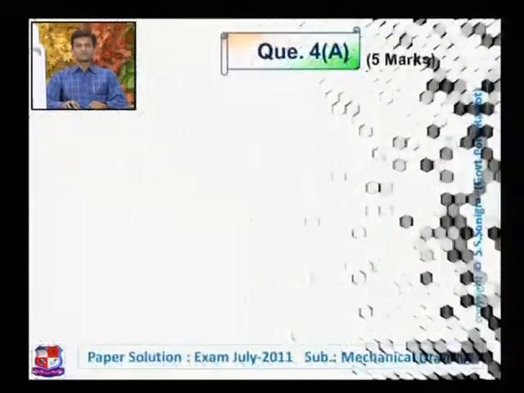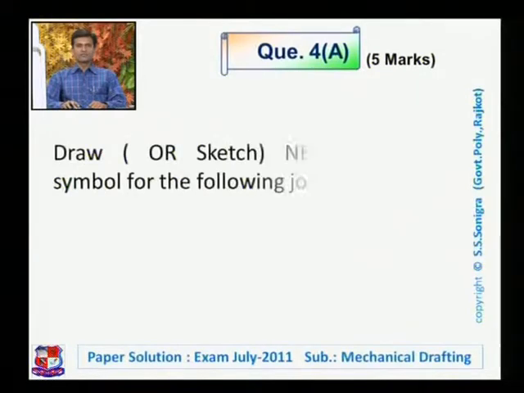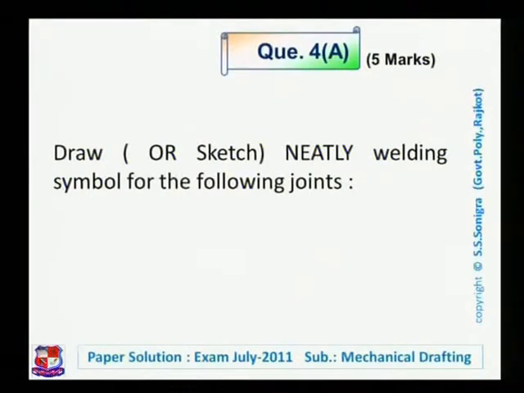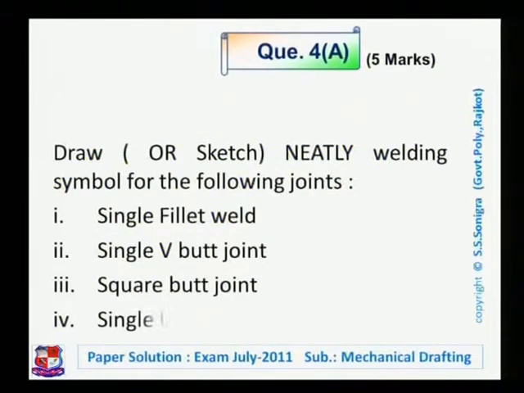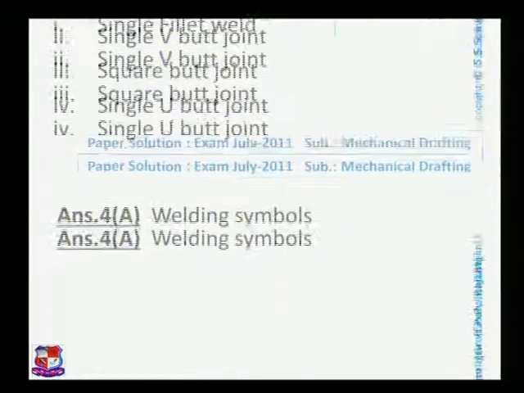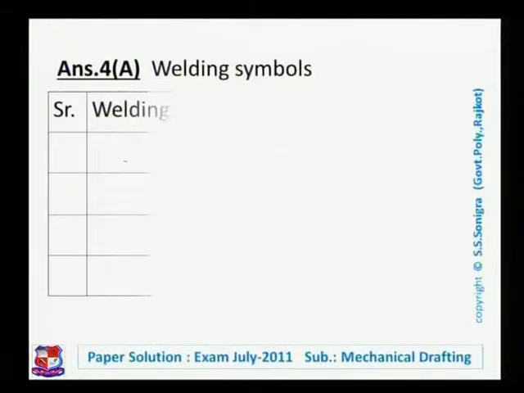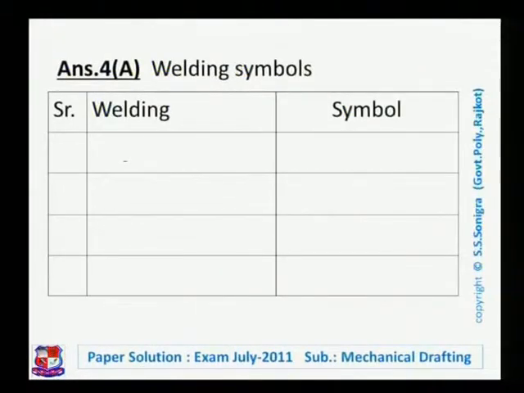Next question. Question number 4a, asked for 5 marks. Draw or sketch neatly welding symbols for the following joints: single fillet weld, single V-butt joint, square butt joint, single U-butt joint. For this we have to draw the 4 symbols. So for that, how to draw the symbol? We know welding symbols. Prepare a table like this: serial number, welding and its symbol.